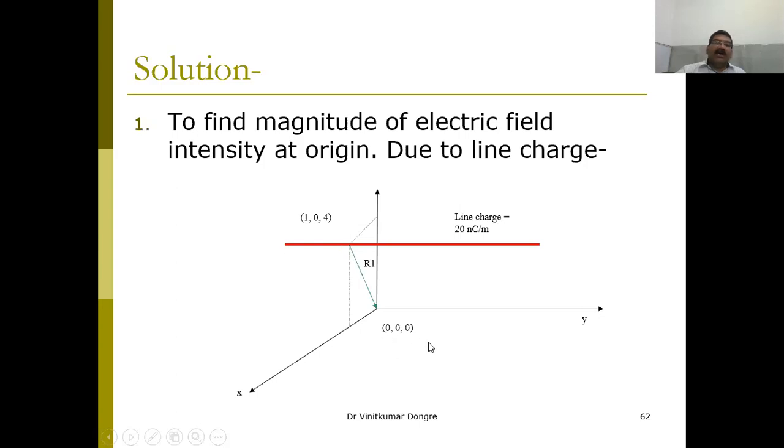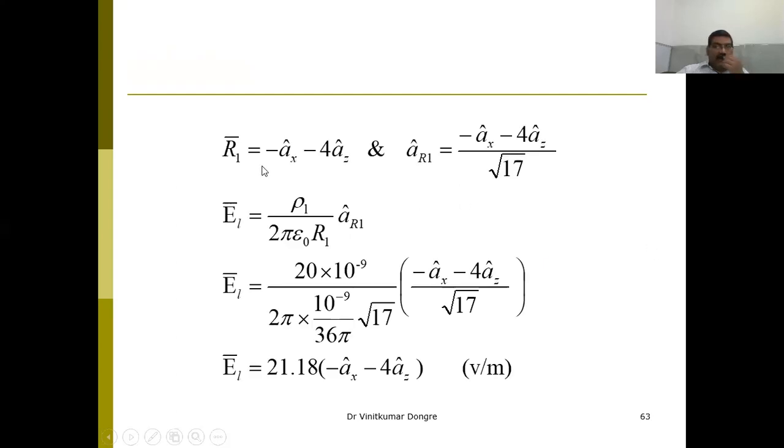What will be R1 and the unit vector, and solve the line charge as we did. So R1 is calculated, unit vector is calculated. The formula is for the line charge, not for the surface charge. So remember which formula needs to be used. If it is the line charge, then the line charge formula. If it is the surface charge, then the surface charge formula.